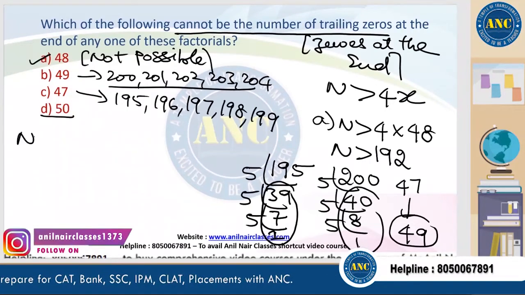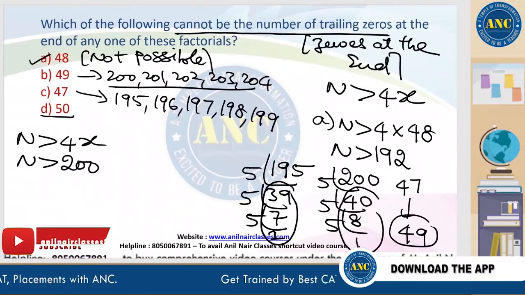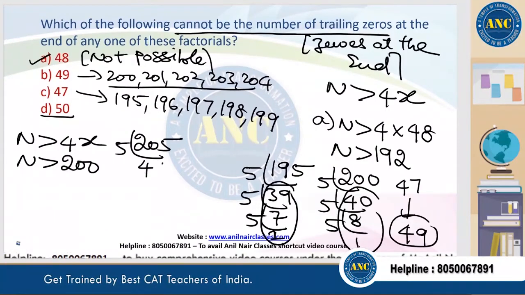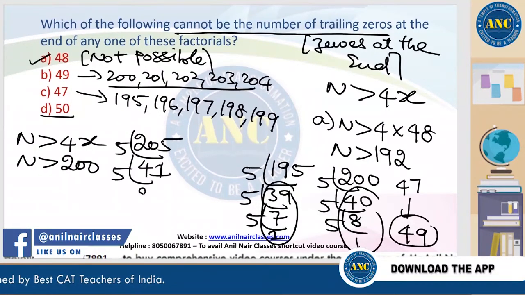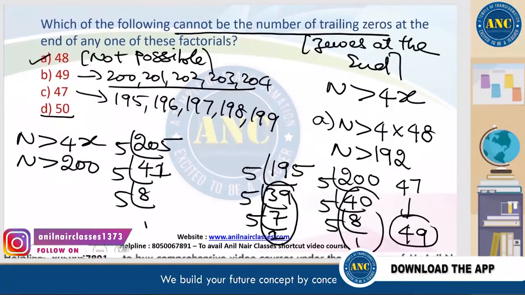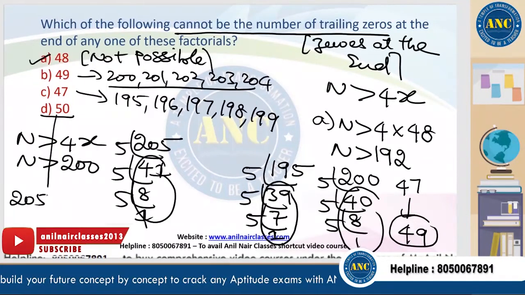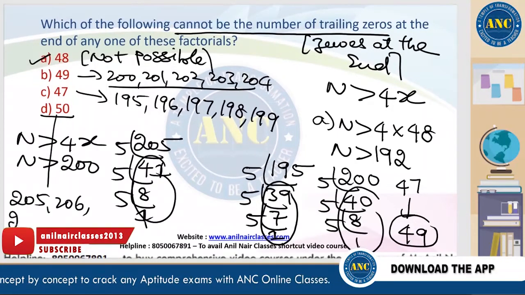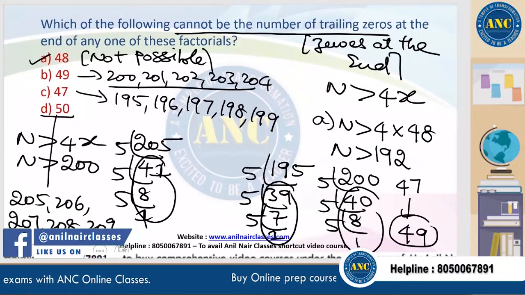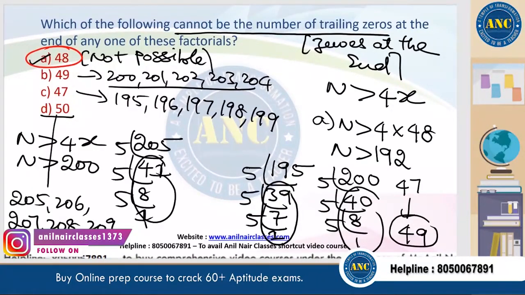50. N is greater than 4x. N is greater than 200. So if I take the next multiple of 5, 205. 5 41s are, 5 8s are, 5 1s are. 50 also possible. Which all numbers? 205, 206, 207, 208, 209. What is the answer for this question? It never ends with 48.